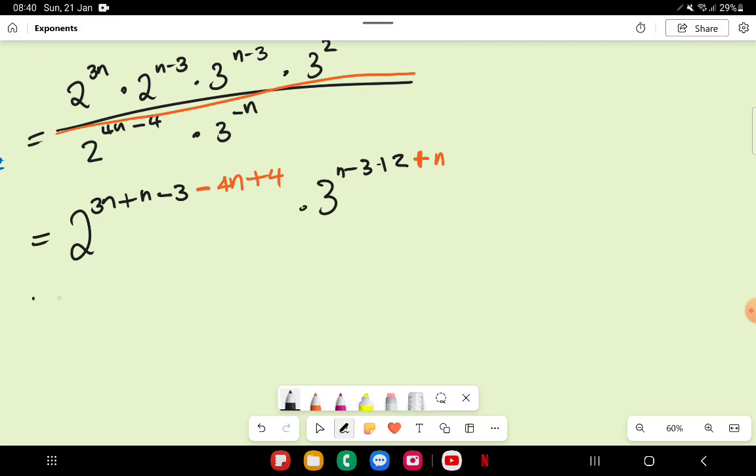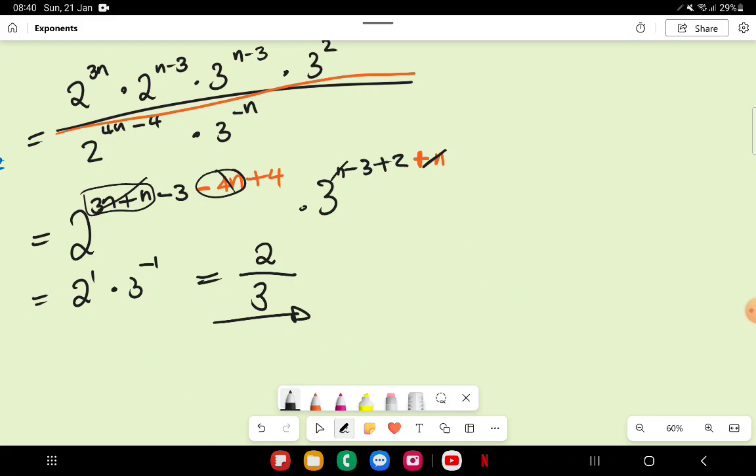Okay, simplify. This is 4n and that's 4n. That becomes 0. 4 minus 3 is 1, so 2 to the power of 1. N and n cancel out. And this is minus 3 plus 2, which is minus 1, so 3 to the power of minus 1. So that gives us, both of them are 2 and 3. If they go home, basically, you have 2 as a numerator over 3 as a denominator, and that's your final answer.